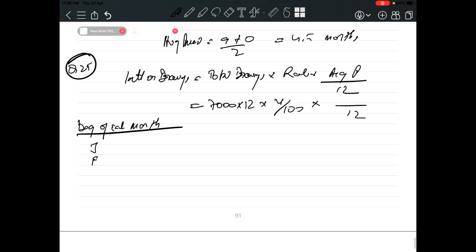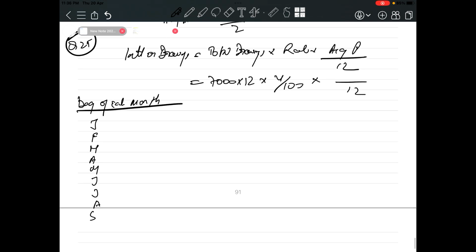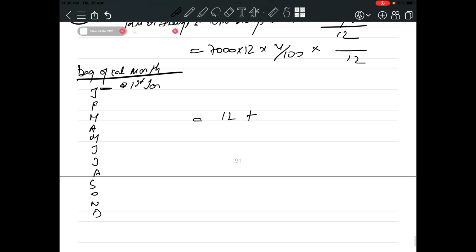So let's again do the timeline. Jan, Feb, March, April, May, June, July, August, September, October, November and December. So if the first withdrawal is on 1st Jan, what is the period left after 1st Jan? 12, right? Opening period is 12, plus what is the period left after the last withdrawal, which is on 1st December? 1 month, right? 1st December to 31st December, so 1 month is left, 1 by 2.